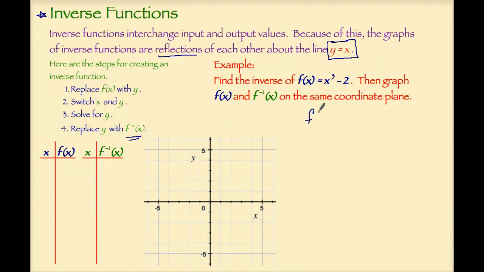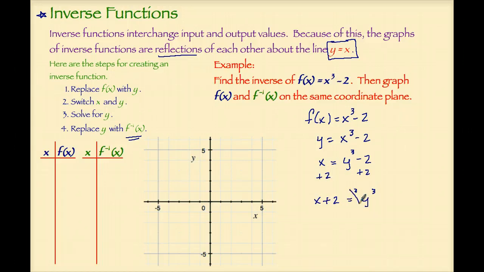We start with f of x is equal to x cubed minus 2. First, replace f of x with y, and then switch x and y. Notice in doing so that y is no longer isolated, it's embedded in the function. Isolating y again will create the inverse function. Let's add 2 to both sides. This gives us x plus 2 equals y cubed, and then the cube root of both sides gives us y is equal to the inverse function, cube root of x plus 2.